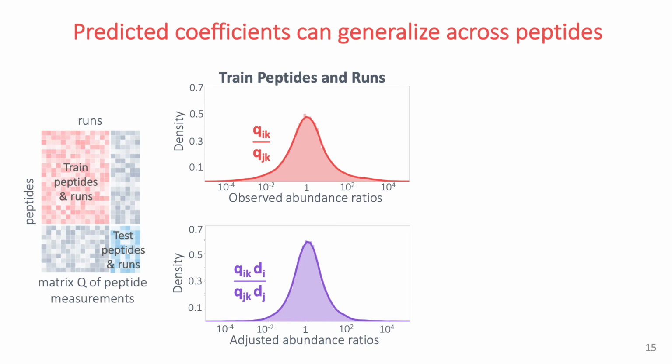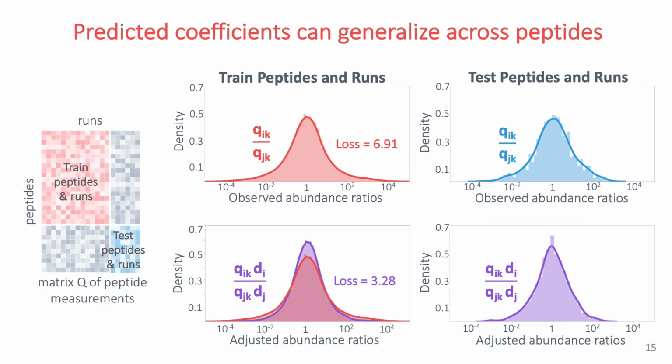Here we're comparing the distributions of observed abundance ratios and adjusted abundance ratios for the train set. As expected, we see that we managed to reduce the variance in the distribution and also successfully reduce the mean squared peptide loss by more than 50%. But the more interesting part is that when we created the same plots, this time for the test set of peptides and runs, we observe that we can again make the distribution of adjusted abundance ratios more peaked at 1 compared to the observed abundance ratios, and also again reduce the test loss by almost 30%.